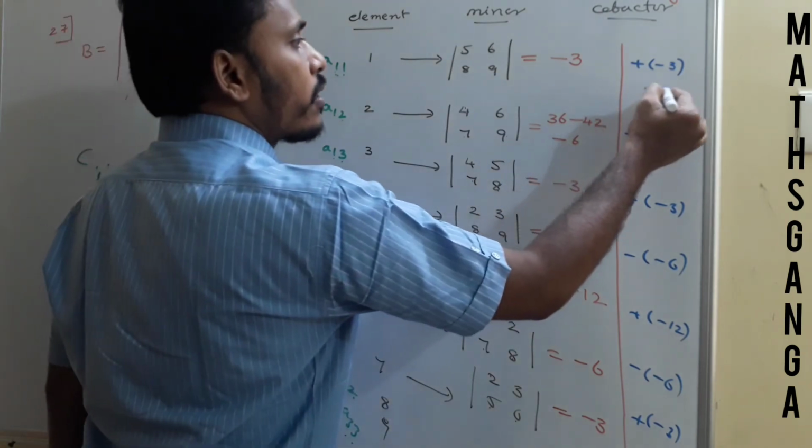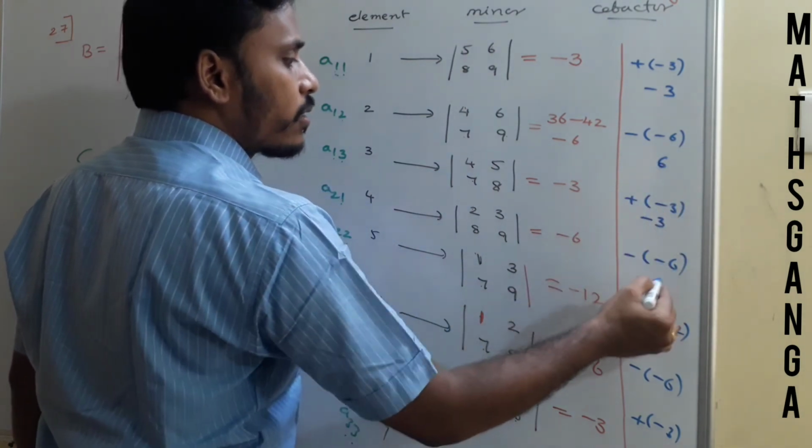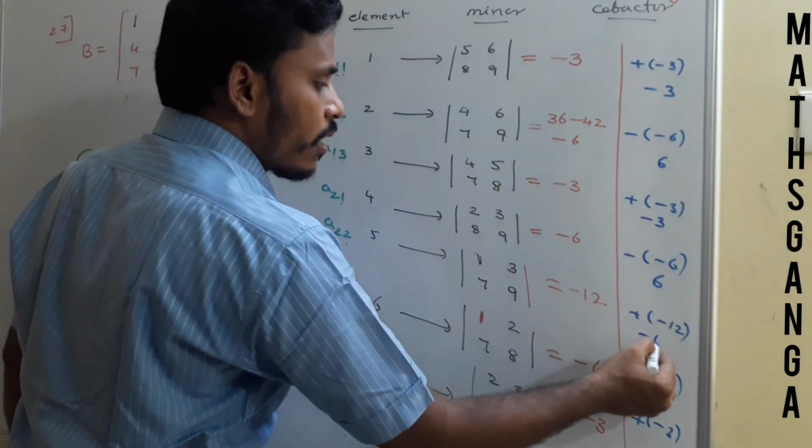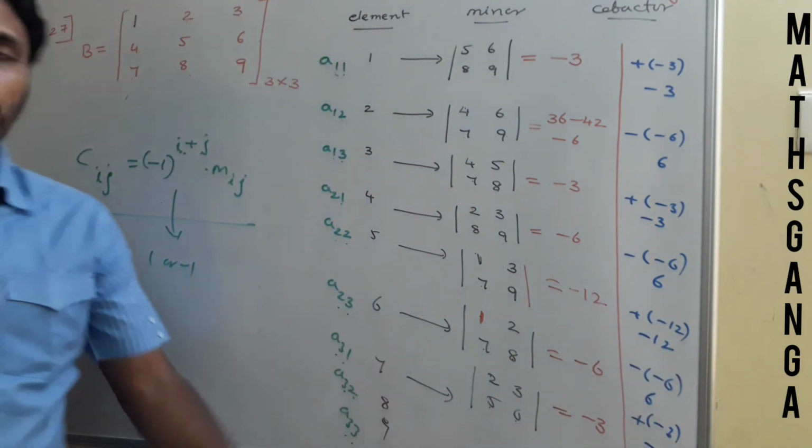And then plus of minus 3 is minus 3. Minus of minus 6 is 6. Plus of minus 3 is minus 3. Minus of minus 6 is 6. And this is minus 12. And this is 6. And this is minus 3. Like that we will write.